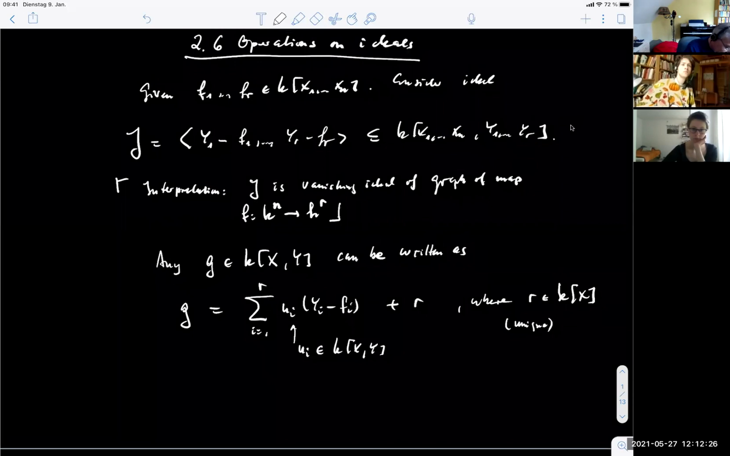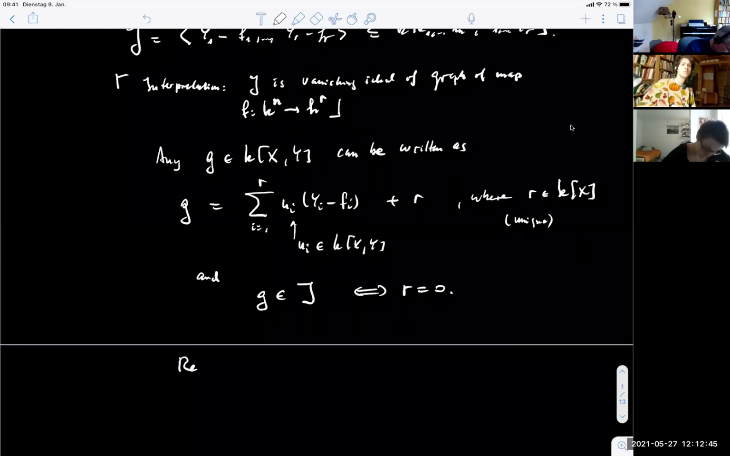Okay. So I will give the argument in a second, but let me complete my claim. I also claim this polynomial g is in the ideal J if and only if the remainder r equals 0. Okay, and the reason is this. Here we can see that Gröbner bases are not just useful for computational purposes, but also for mathematical reasoning. Namely, y1 minus f1 up to yr minus fr, this list of polynomials is a Gröbner basis.